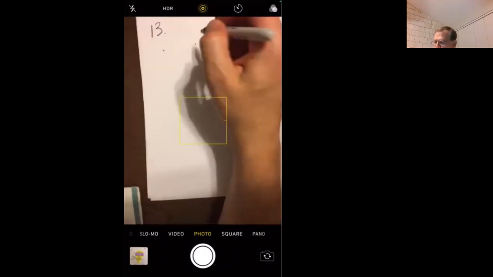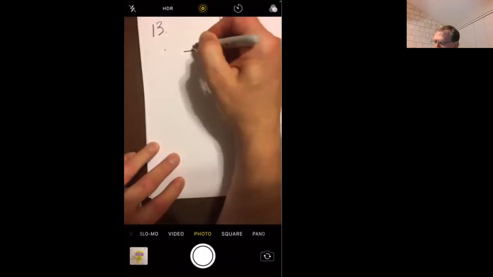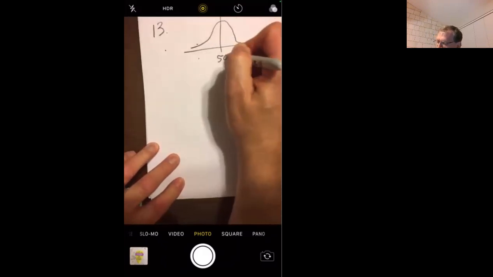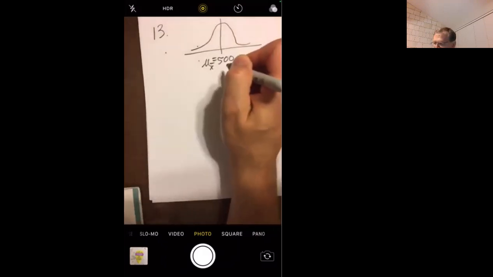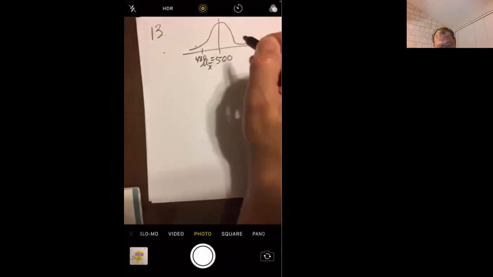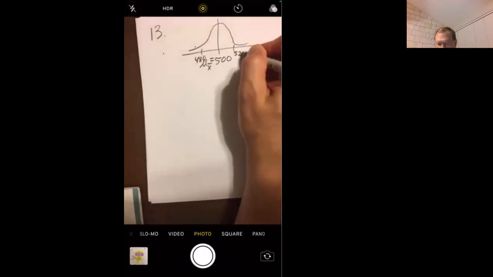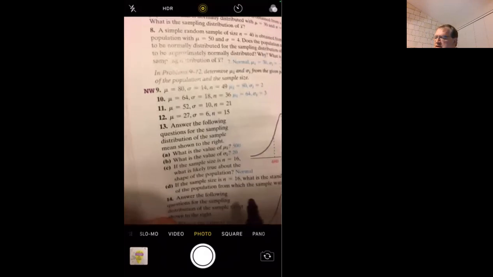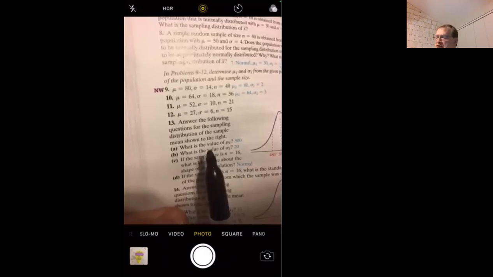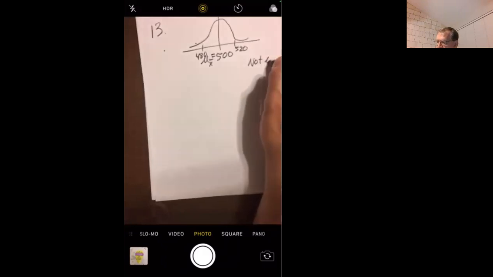Problem 13 gives you a bell curve. It tells you 500, and that's actually going to be the center. Over this side, they give you a 480, and over this side, they give you a 520. The reason I know that is if you read the paragraph, this is why it's important to know about the words. This is a sampling distribution of the sample mean. So this is not a population.